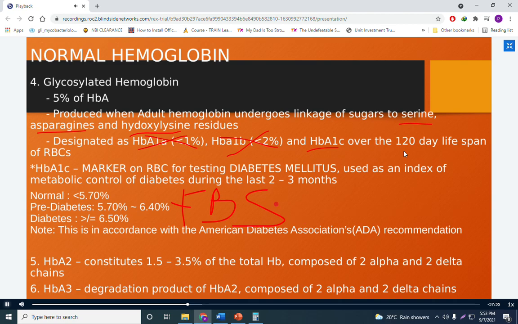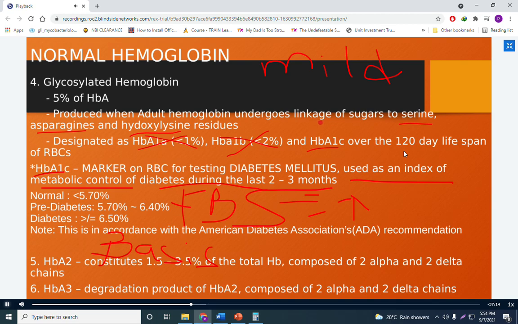Now, kapag ang FBS ng pasyente nyo is mataas, suspected yan na diabetic. Now, what the doctor will do is they will ask for your HbA1c test. The reason for that, class, because it is used as an index of metabolic control. Class, when you say index of metabolic control, they will use it as a basis if your body is coping well or having a hard time dealing with diabetes during the last 2 to 3 months. Okay? They want to know if you have mild or severe diabetes.